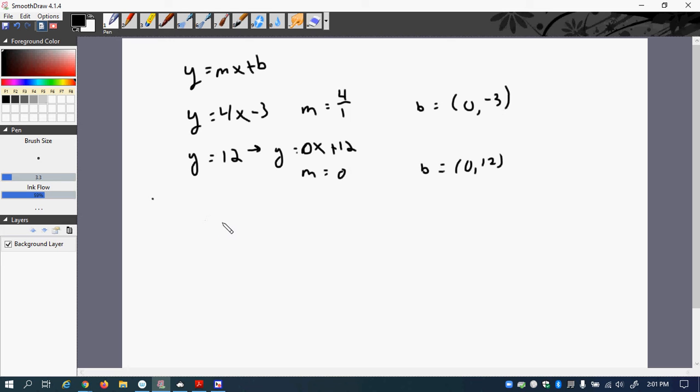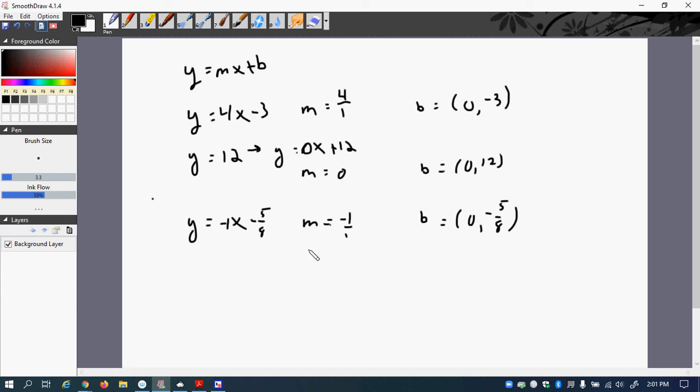Okay, let's look at another one. What about y equal to negative x minus 5/8? So again, the slope is right in front of the x, so there's a negative 1 there. So negative 1, or negative 1 over 1 you could write. The b is going to be (0, negative 5/8).